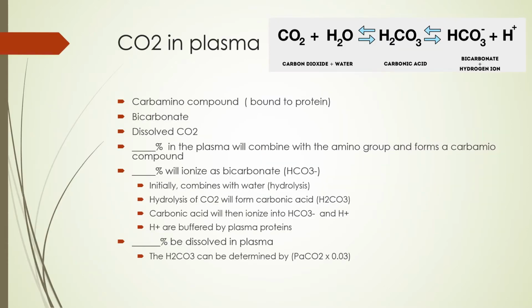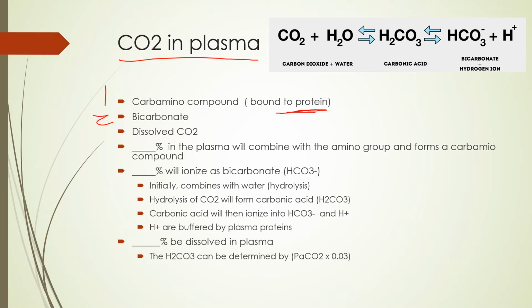All right, so let's start off with looking at CO2 in the plasma. So we know that there's 3 ways that CO2 gets transported to the lungs in the plasma. Well, one way is the carbamino compound. So this is where the CO2 binds to a protein in the plasma. So this forms a carbamino, so amino acid, right? It forms a bond with the amino acid and builds a protein. So it gets carried to the lungs in the form of protein.